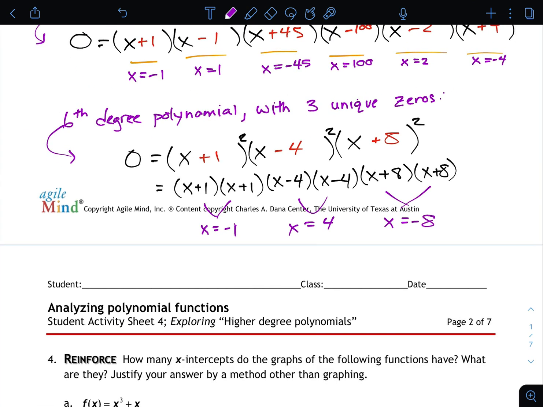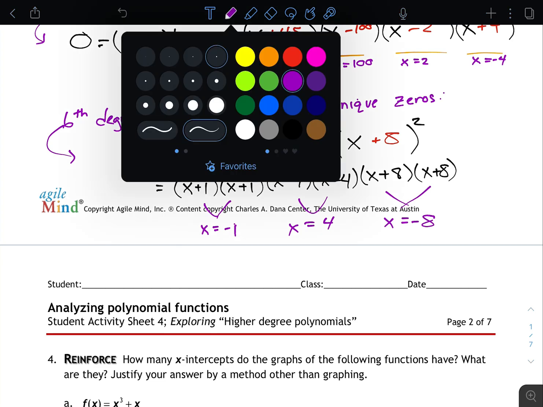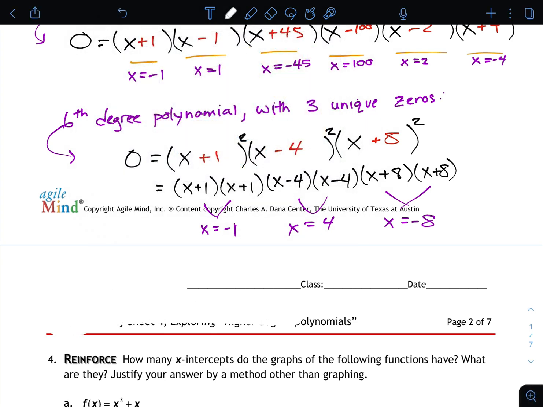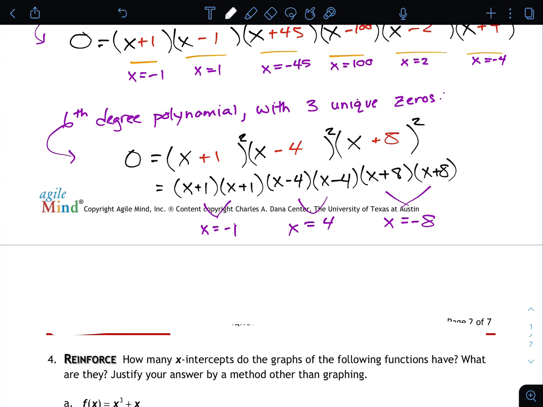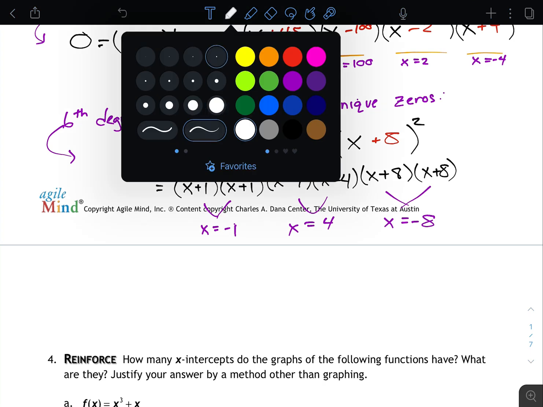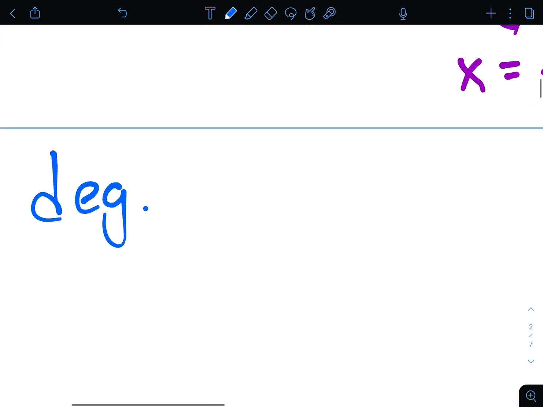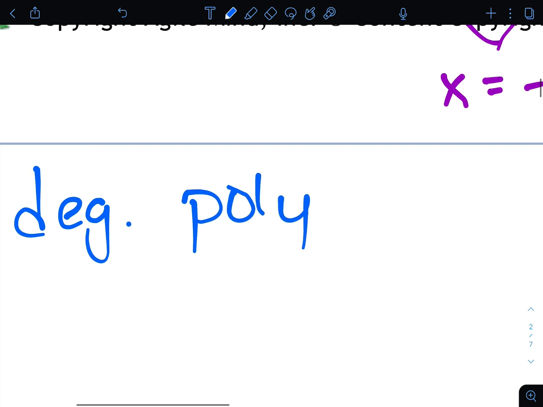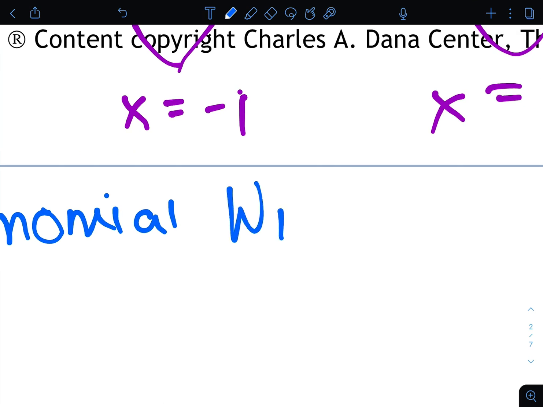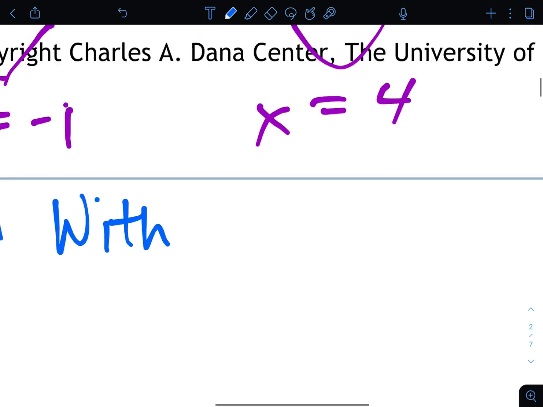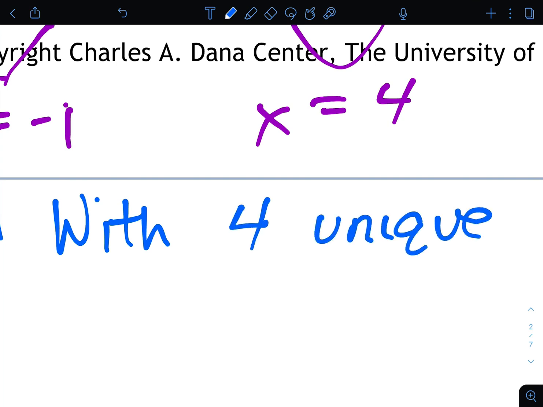Let's go ahead and try to come up with another one that has exactly, let's try it for 4. Let's do 4 distinct zeros. So let's write a 6th degree polynomial with 4 unique zeros.